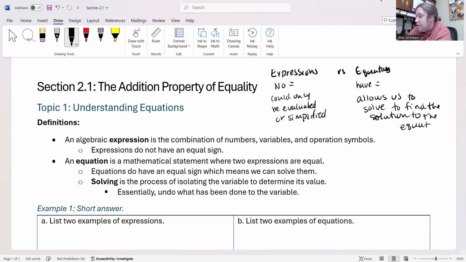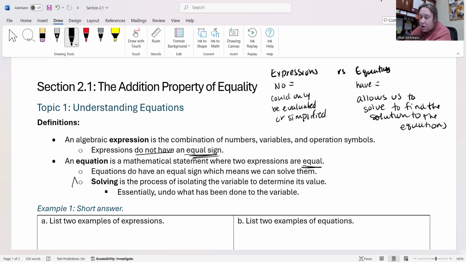So let's talk a little bit about that more in depth, okay? So definitions, again, an algebraic expression is the combination of numbers, variables, and operation symbols. When we were talking about algebraic expressions, I would often say it's just the sum or difference of terms, okay? That's very informal, but it's true. You're just taking terms and you're adding them and subtracting them. Remember, expressions do not have an equal sign, okay? An equation, on the other hand, is a mathematical statement where two expressions are equal. Because we have two expressions that we're saying are equal, that's why we have this equal sign with an equation. So equations do have an equal sign, which means we can solve them.